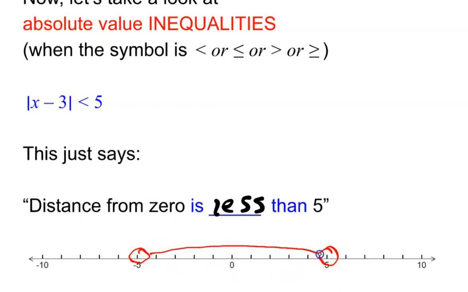So our solution looks like this. We're open at -5 and we're open at 5 because those are 5 away from 0. And we don't want to be that. We want to be less than 5.